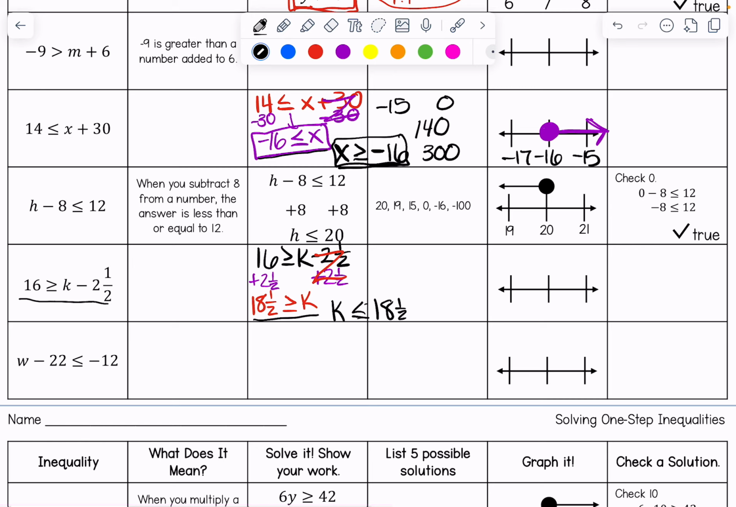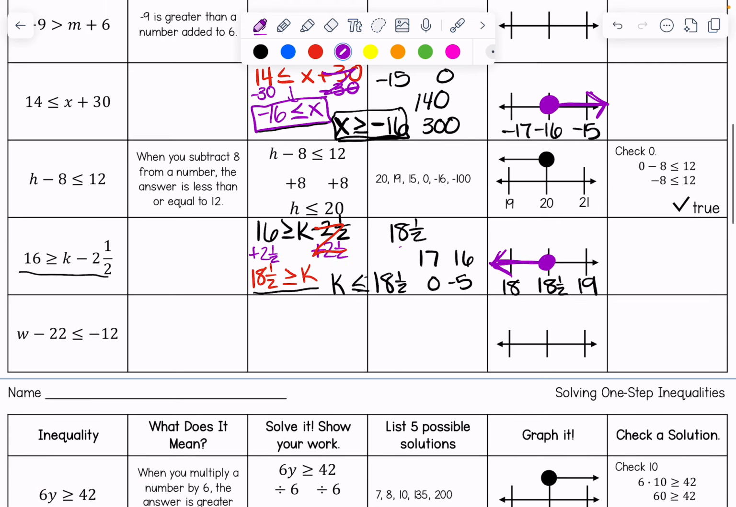So I need numbers that are less than or equal to 18.5. So 18.5 could be a solution, 17 could be a solution, 16 could be a solution, 0, -5, those would all be possibilities. So when I graph this, I have 18.5. We could either write 18 and 19. You could write 17.5 or 19.5. When I graph this, I'm going to have a closed circle. And then all these numbers that we just came up with for possible solutions are going to be to the left of 18.5.